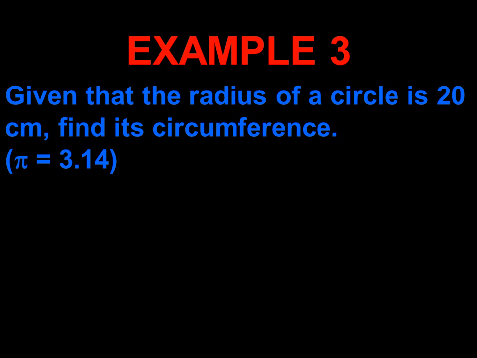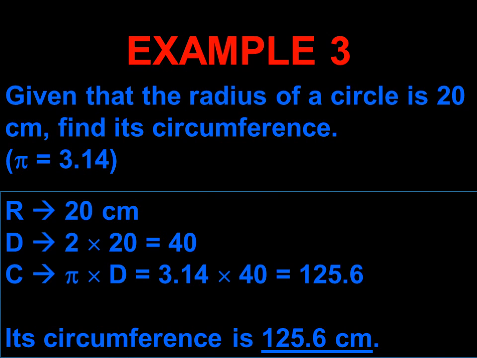In this example, we are required to find the circumference of a circle of radius 20 cm. For this question, we are given an approximate value of pi, which is 3.14. Again, let's find the diameter first, which is twice the radius. To find the circumference, we multiply pi with the diameter. The answer is 125.6 cm.